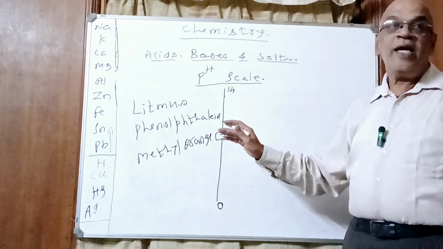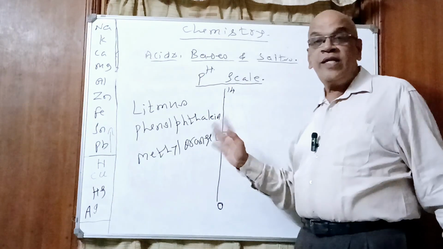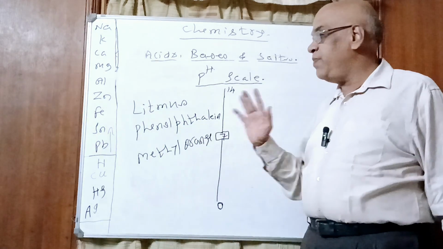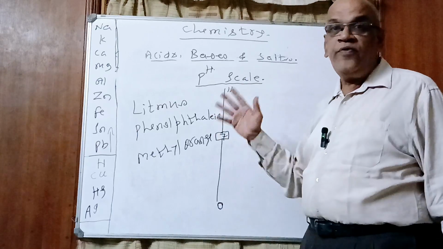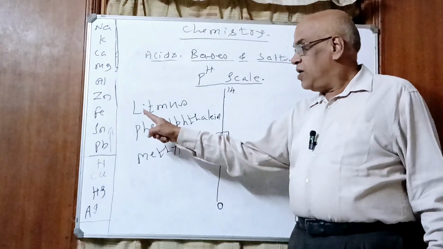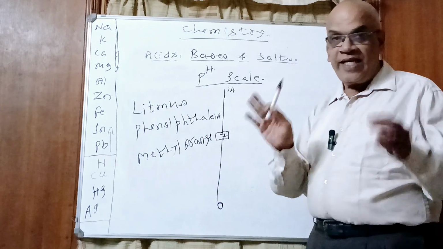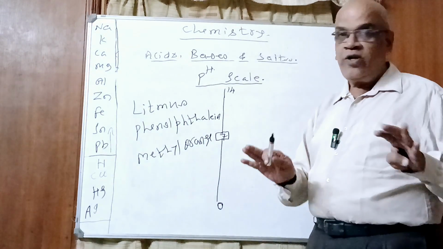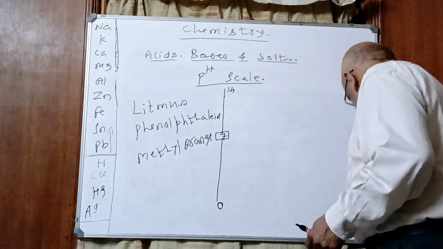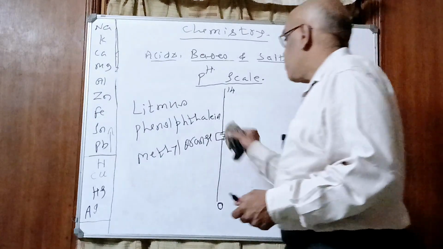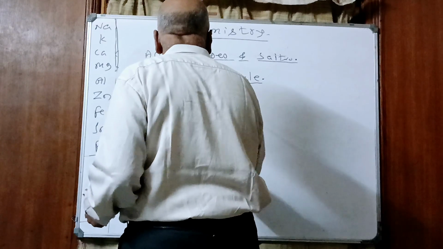Whereas they do not tell us the strength of an acid or base, the relative strength. To measure the relative strength of an acid or base, we take the help of pH scale. Once again, these 3, litmus paper, phenolphthalein, methyl orange, tell us whether the given chemical is acid or base. They do not tell us how strong the acid or base is.